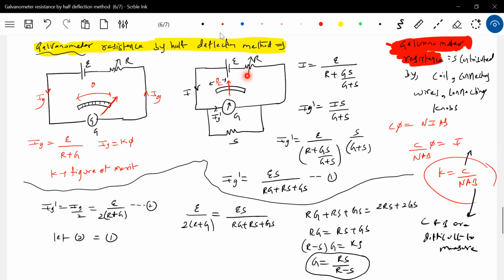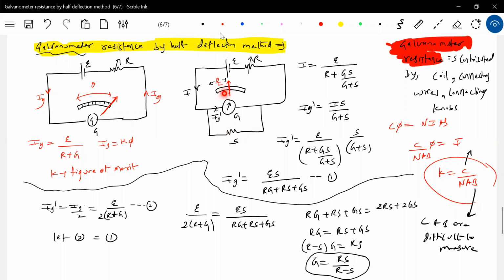Of course, sir, why are you putting this R variable? Because I have to make this deflection maximum. The moment you connect it, you have to see that the current through the galvanometer should be maximum. For that, I should adjust the value of R. Now, this value of S we cannot directly guess. We have to choose some value. If you keep varying it, we find the value of S at which the deflection in the galvanometer will become half.